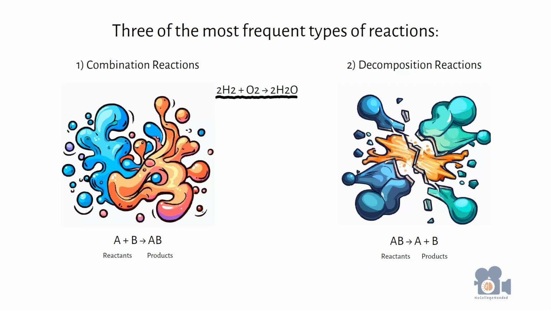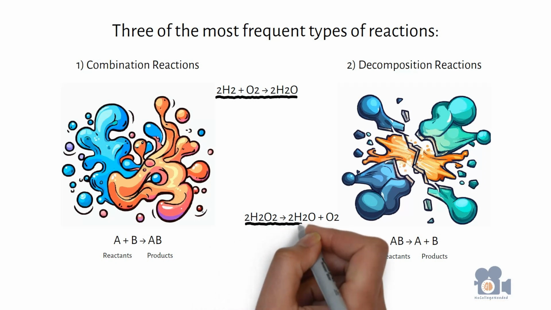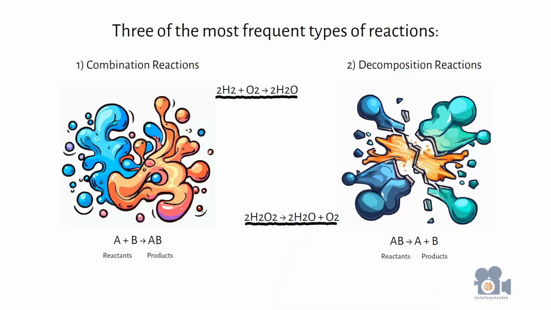One common example of a decomposition reaction is the breakdown of hydrogen peroxide, H2O2, into water, H2O, and oxygen gas, O2. The equation for this reaction is 2H2O2 going to 2H2O plus O2. In this reaction, two molecules of hydrogen peroxide break down into two molecules of water and one molecule of oxygen gas. This reaction is also an example of an endothermic reaction because it requires energy.